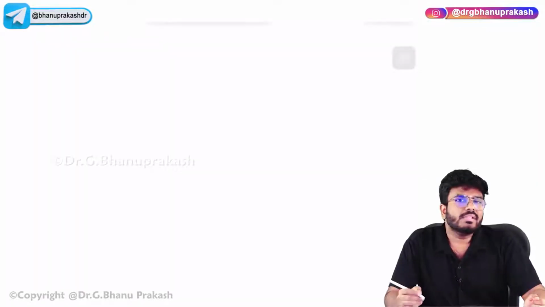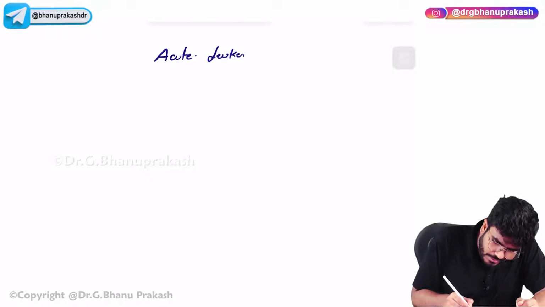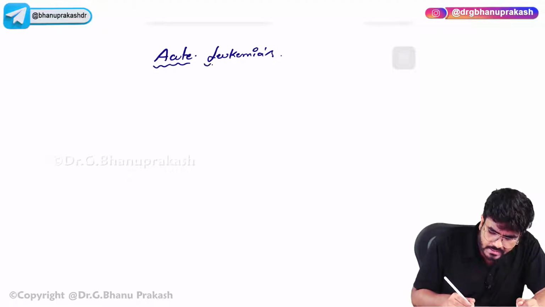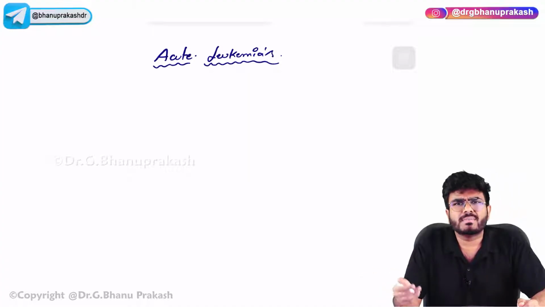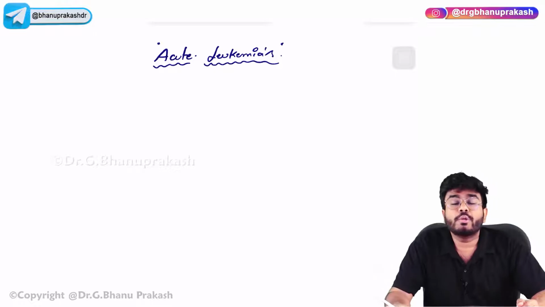Welcome back guys. Now in this video let's discuss acute leukemias. So you know it, acute leukemias are the cancer of blood. Usually we call it the blood cancer, right? So here what exactly do we mean by acute leukemias?